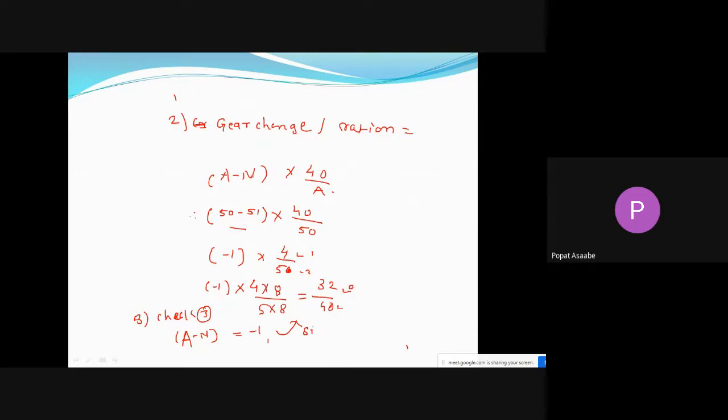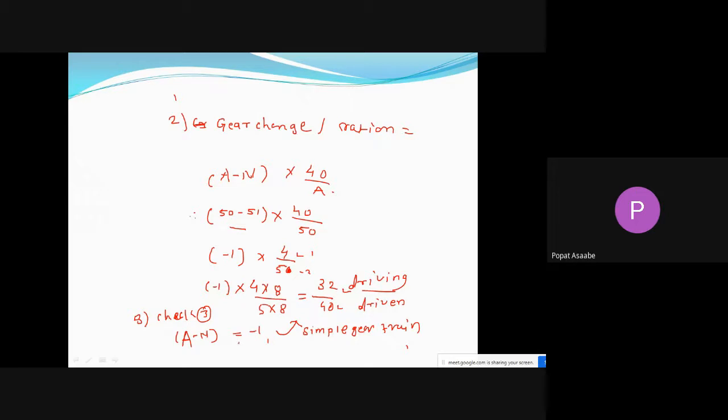This is the first gear, that is the driving gear, and this is the driven gear. In this problem, which gear train do we get, whether it is simple or compound? It is a simple gear train because only two gears are there. Okay, just check the condition.